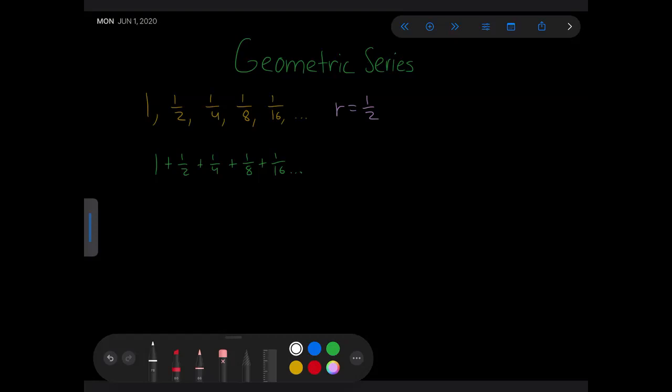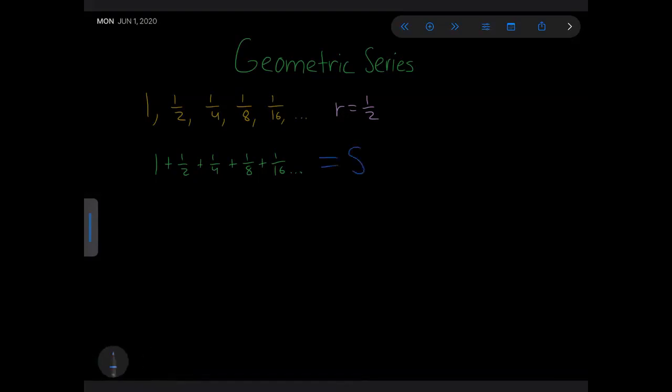If you were here for our earlier introductory course over algebraic tricks, you probably remember something with nested radicals, how we assigned the entire value of this to a variable. We're going to do that. We're going to say that this equals s. And what we're going to do next is we're going to multiply our sequence by our common ratio.